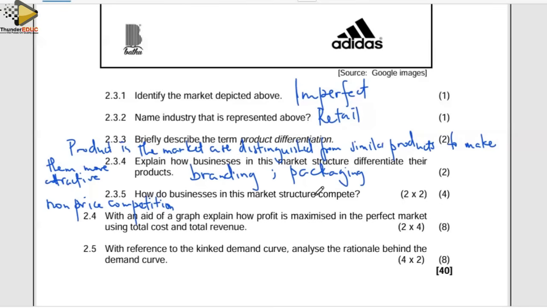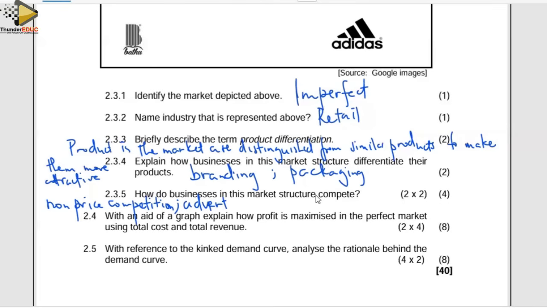We cannot change the price. So we rely on non-price competing strategies. Right, what are those strategies? We can look at advertisement. They use advertisement to give information, to increase awareness and also to attract.